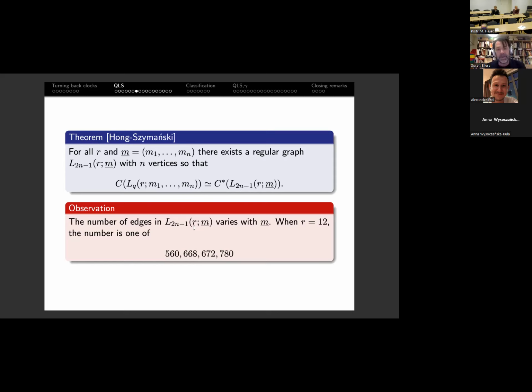But let me just point out that, for instance, if your R is 12, then there are four numbers that are coprime to 12, so it's 1, 5, 7, 11. And when you compute the number of edges in these four graphs, you get these numbers that you see below. You can see the difference between the smallest number and the biggest number is 220, just like in my clock example. And this is not a coincidence. I will explain this in a second.